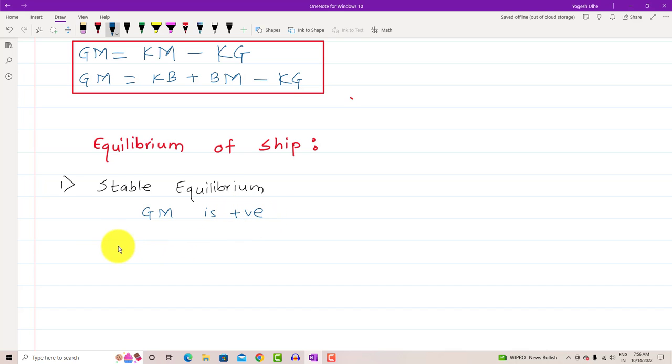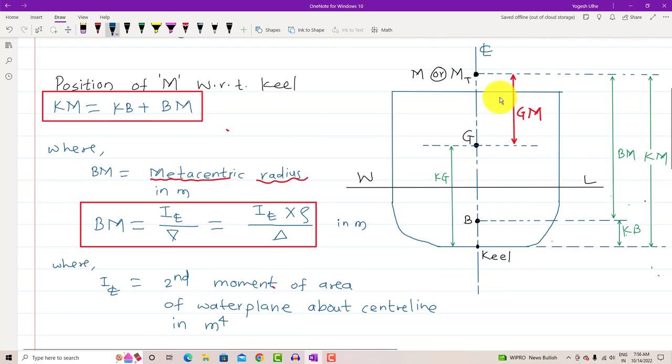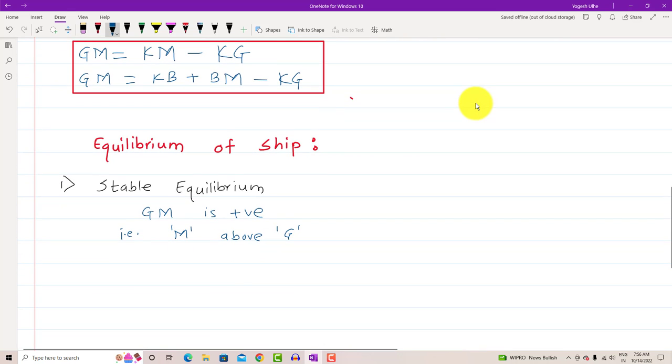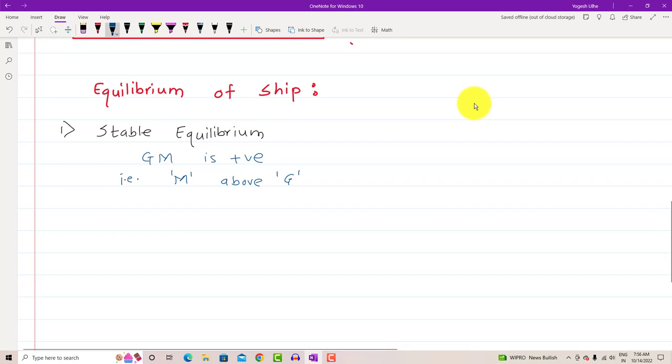Positive. In which case will we have a positive value of GM? When M is above G, guys. M means metacenter. In this situation, M is above G, so we get a positive value of GM. And that situation is our stable equilibrium situation. Now, what is meant by stable equilibrium?